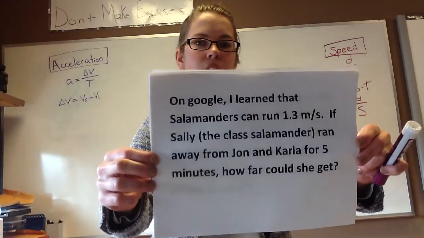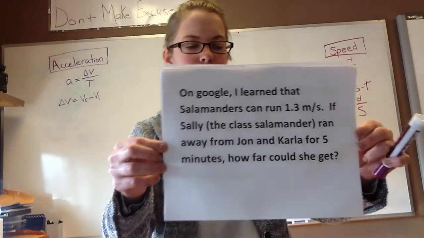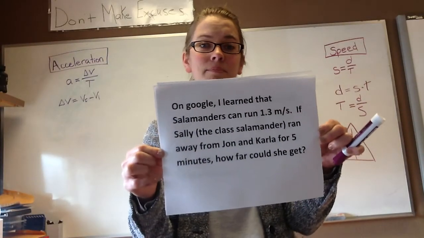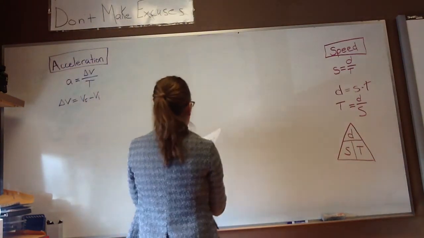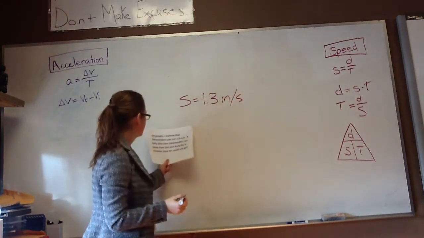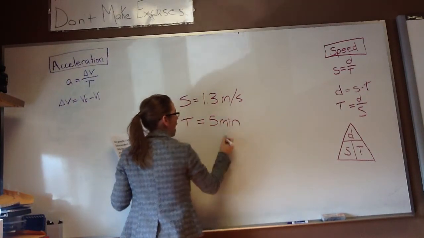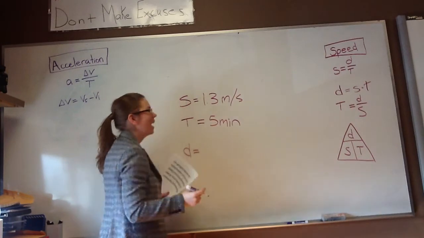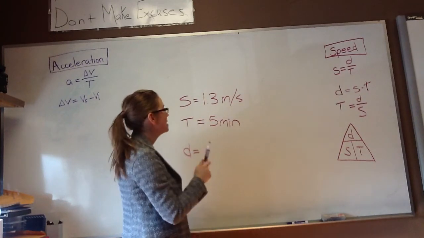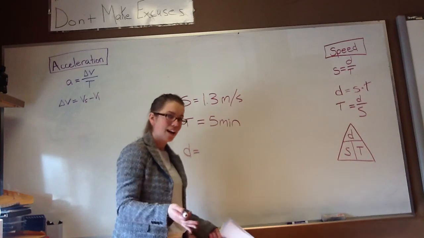On Google, I learned that a salamander can run 1.3 meters per second. If Sally, our pet salamander, runs away from John and Carla for 5 minutes, how far will she get? Well, we have a speed that's 1.3 meters per second. We have a time that's 5 minutes, and we don't know our distance. Now, because Sally can run 1.3 meters every single second, we can't simply multiply 1.3 times 5 to get our answer. That will only tell us how far Sally would be able to run in 5 seconds.